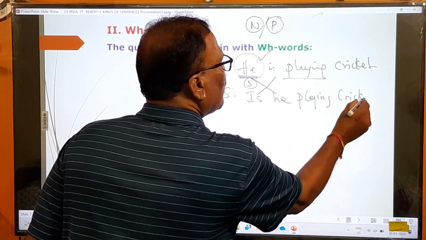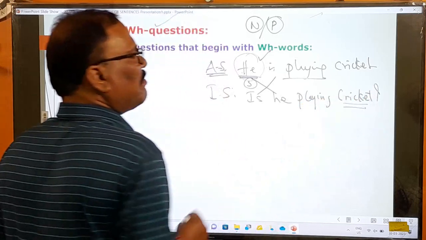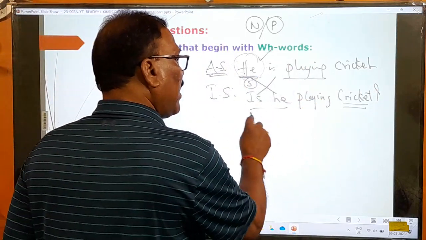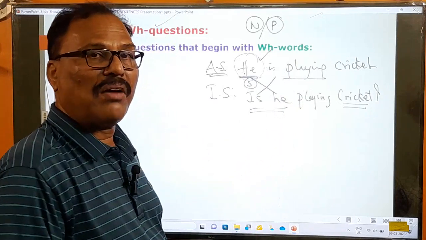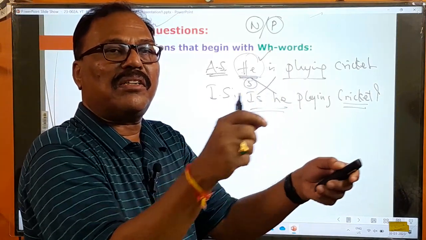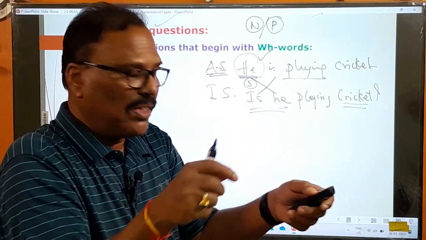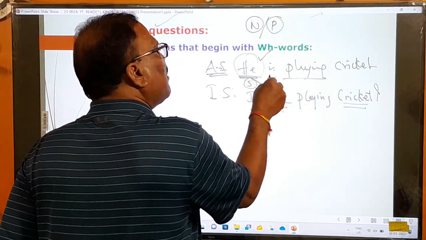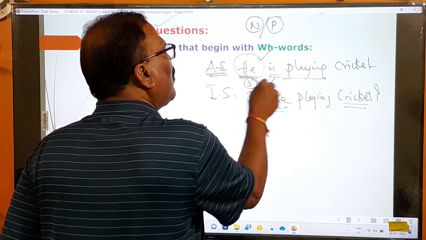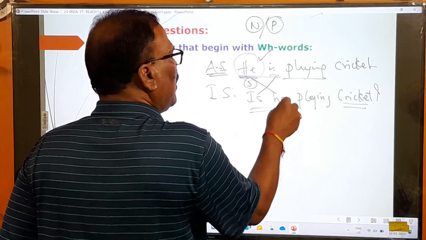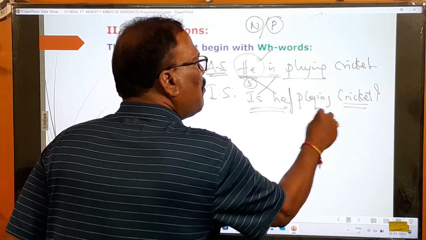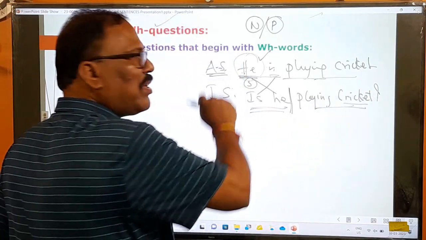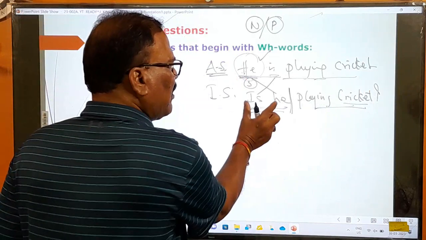playing cricket? Now it has become a question. He is playing cricket. Is he playing cricket? What did you do? You have just inversed the positions of the subject and verb. He is an ordinary sentence. Is he is a question. Actually, this is only the question. Is he is only the question. Playing cricket, same is there. But for this, the whole sentence is called an interrogative sentence.